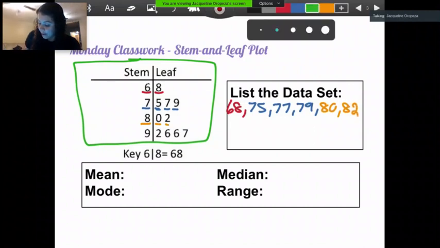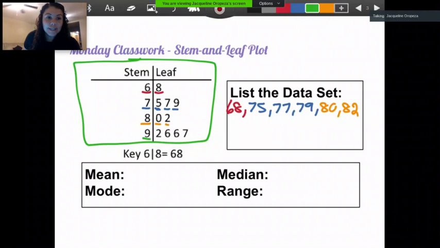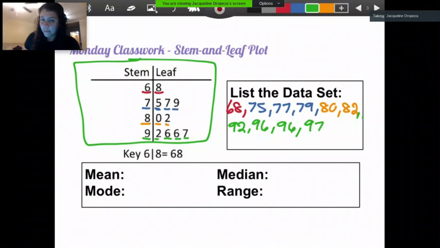Then move on to my fourth number, which is 9. I have a 2 underneath leaf, so my next number would be 92. I have a 6, so I would have a 96. I have another 6, so I would have another 96. And my last one is 97.